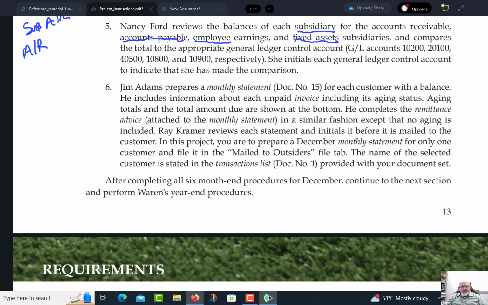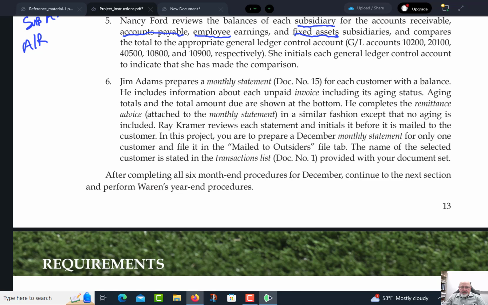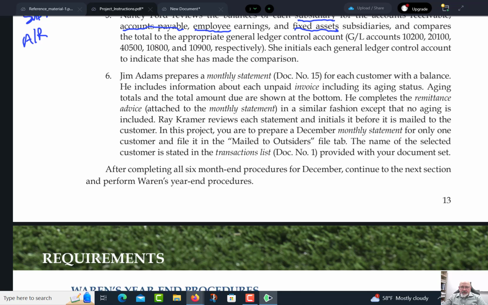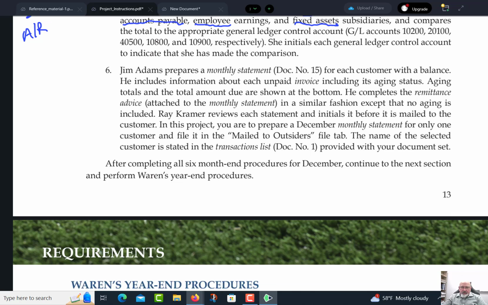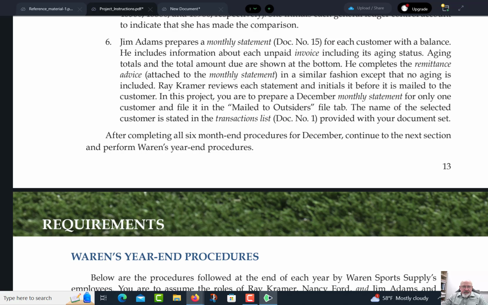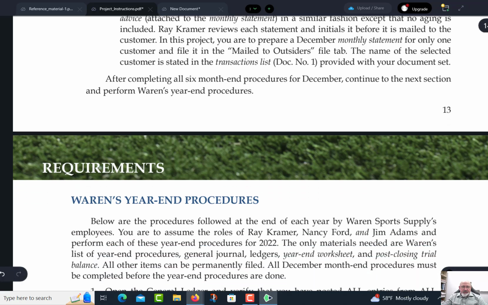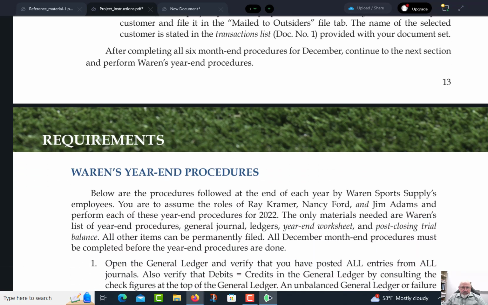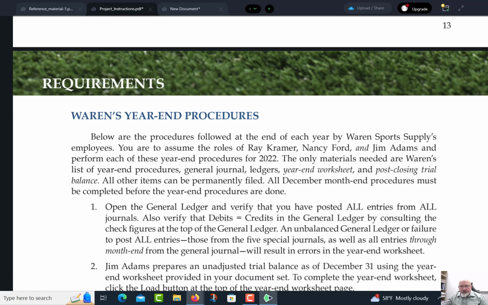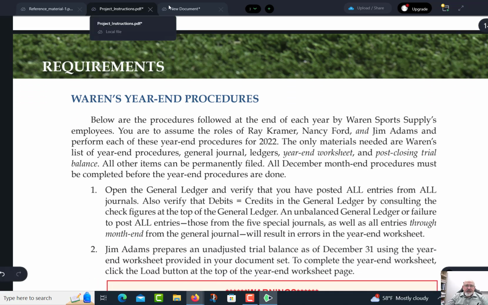And then the last thing here is that Jim Adams is going to prepare a monthly statement, and I believe you're going to prepare a statement for one customer. I think it's, I thought it was Eastern Wisconsin or something like that. Anyway, that's it for the month-end procedures, okay?